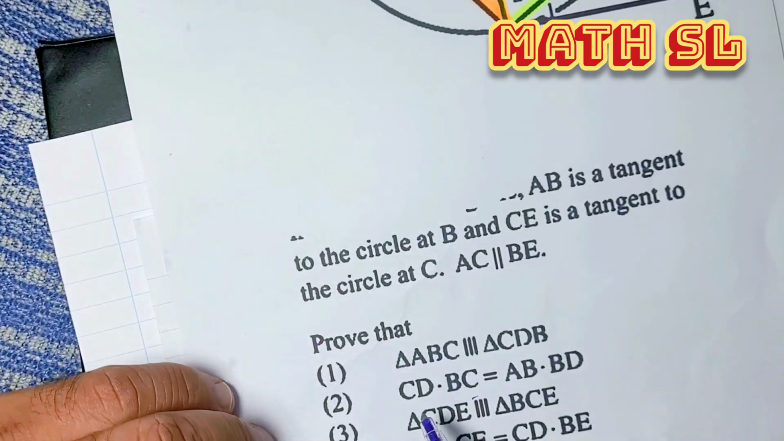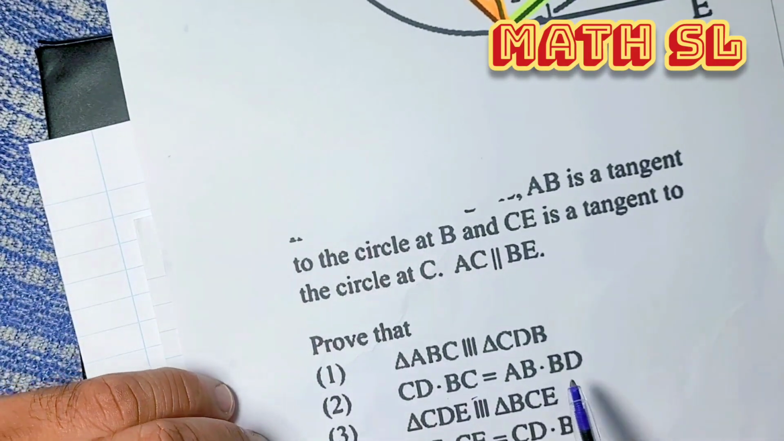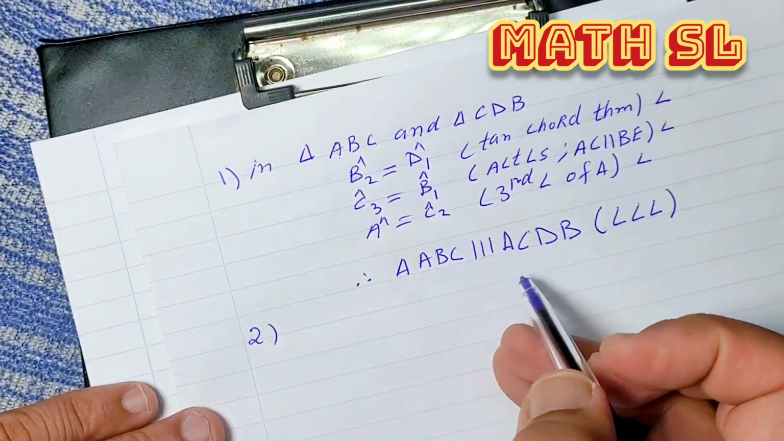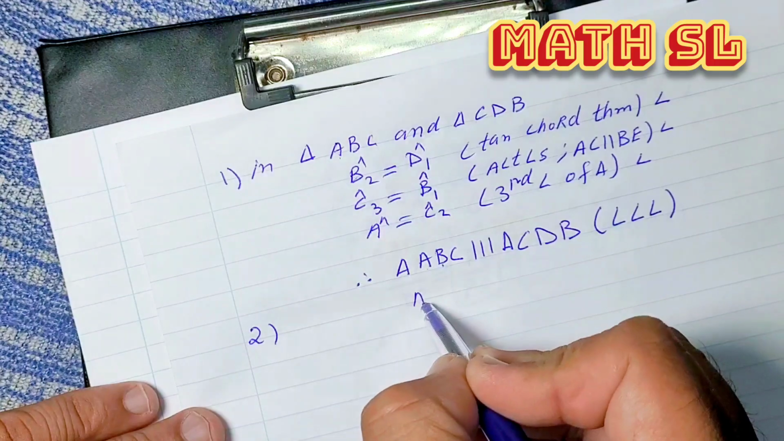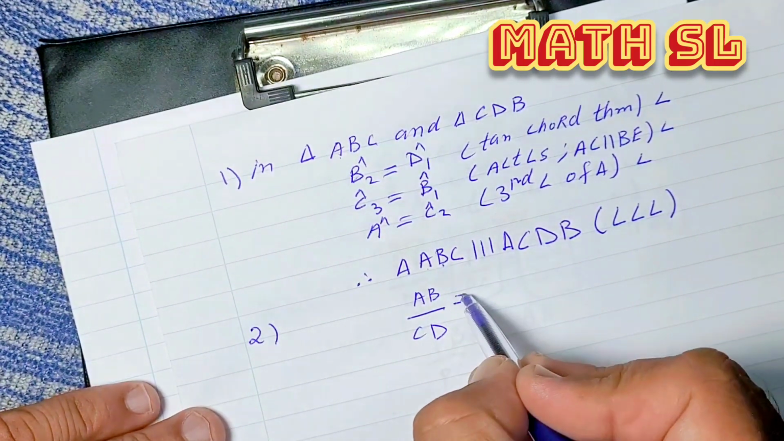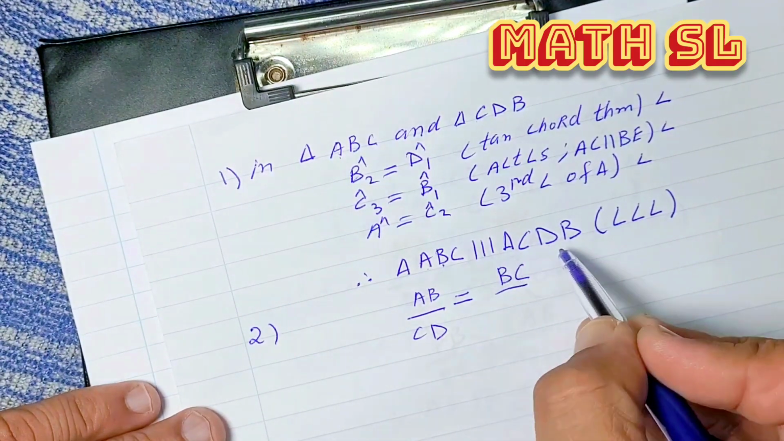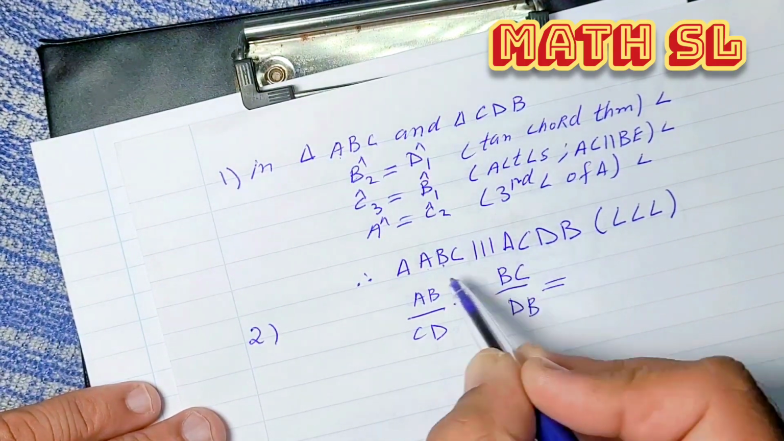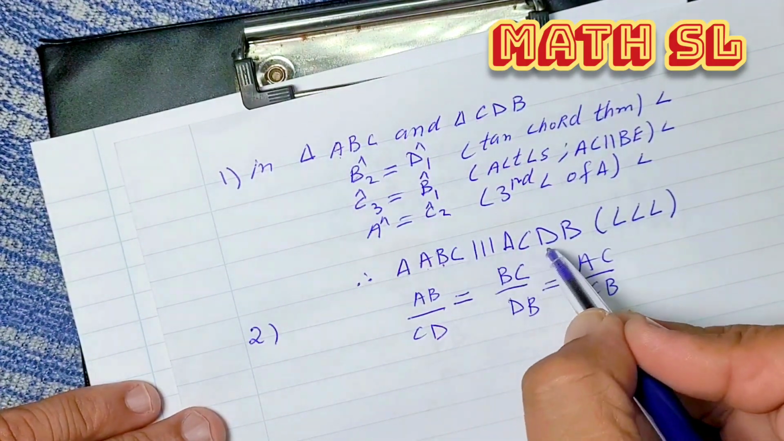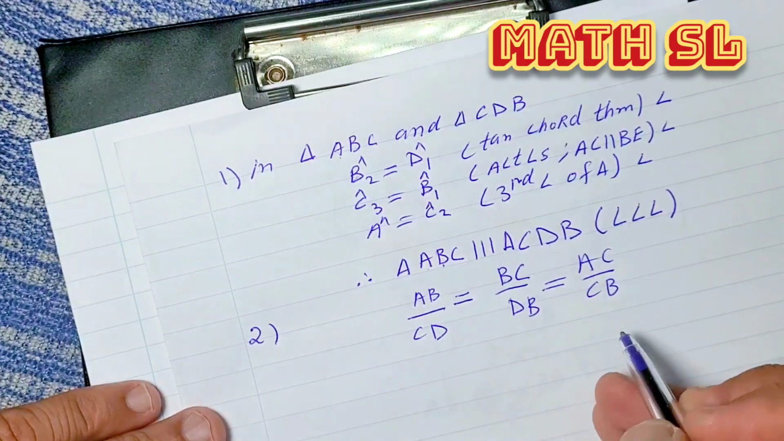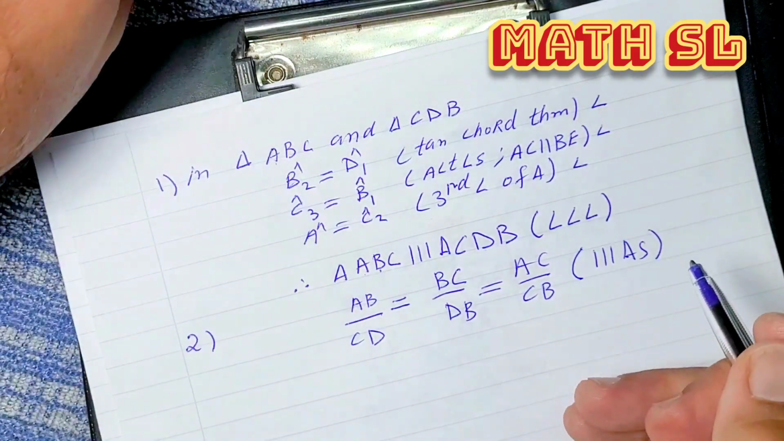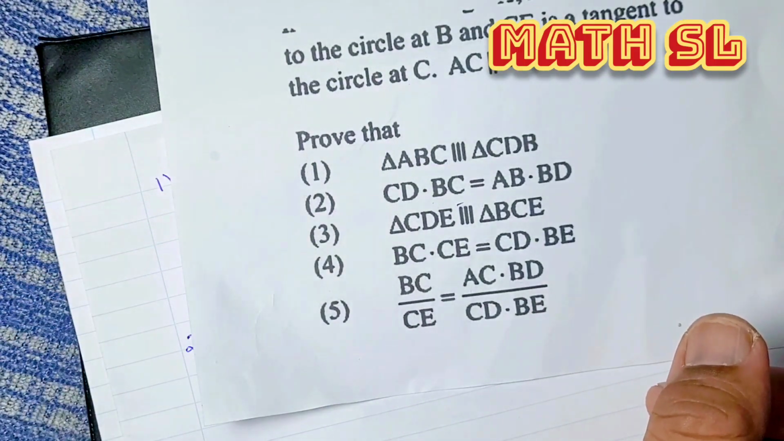The second says CD times BC is equal to AB times BD. Now, this type of question, we always need to find the proportional sides first. So AB over CD, first two, equals BC over DB, last two. A and C first and third, and then C and B, AC over CB. The reason is similar triangles. Now I need to see which one I'm going to use here.